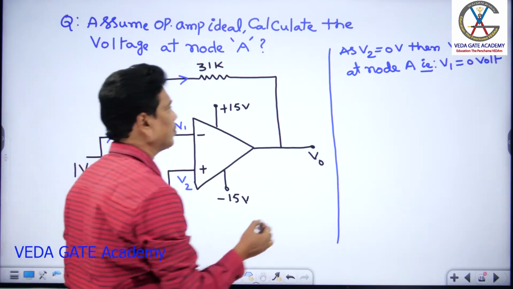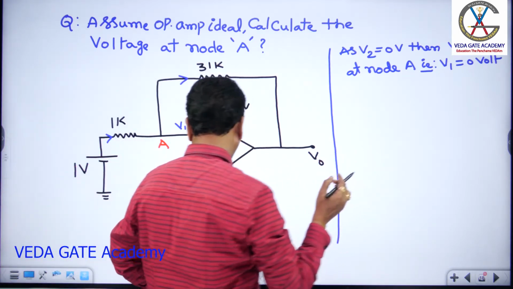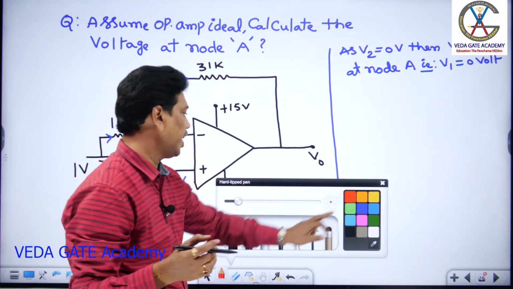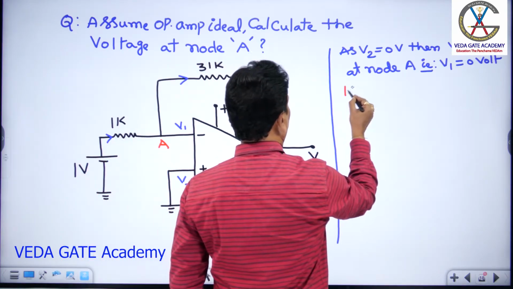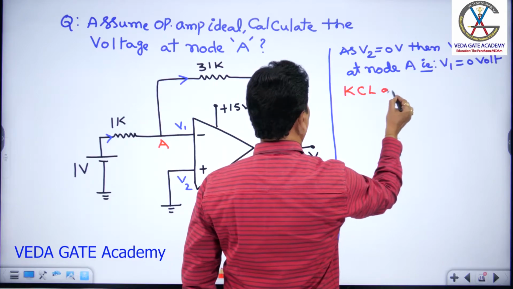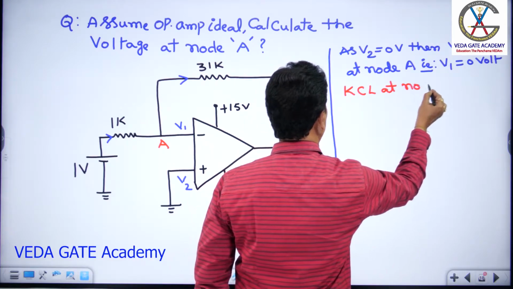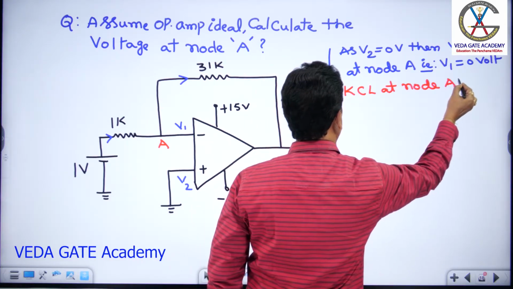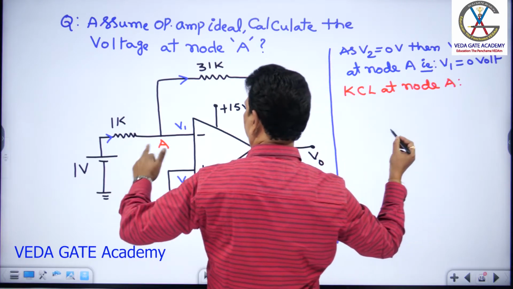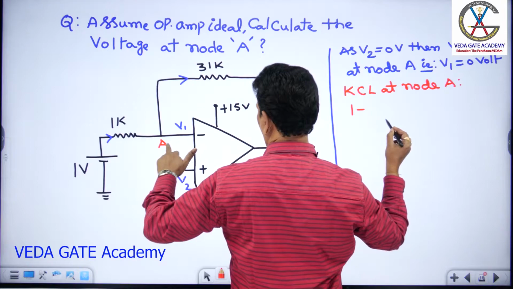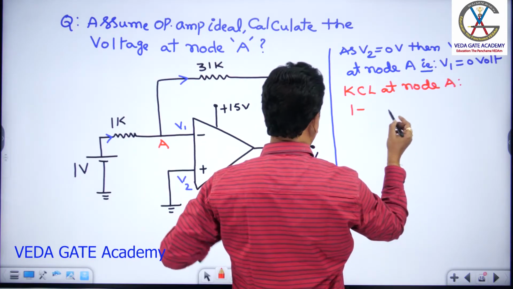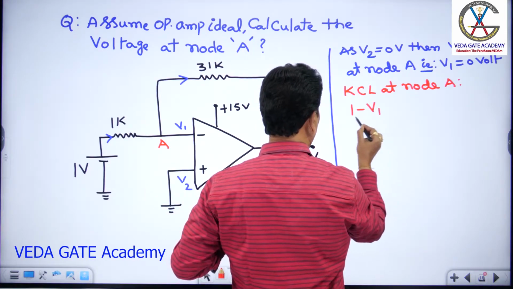Okay. So I apply KCL at node A now. At node A, the voltage V1 is nothing but 0 there. So first I write this one now.